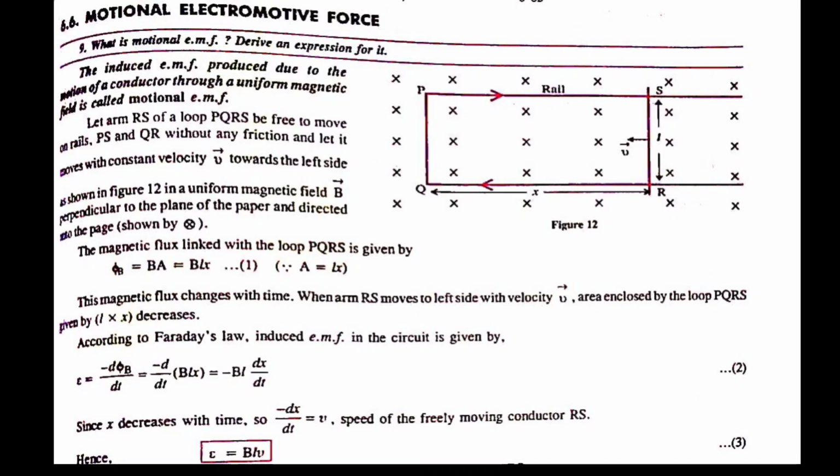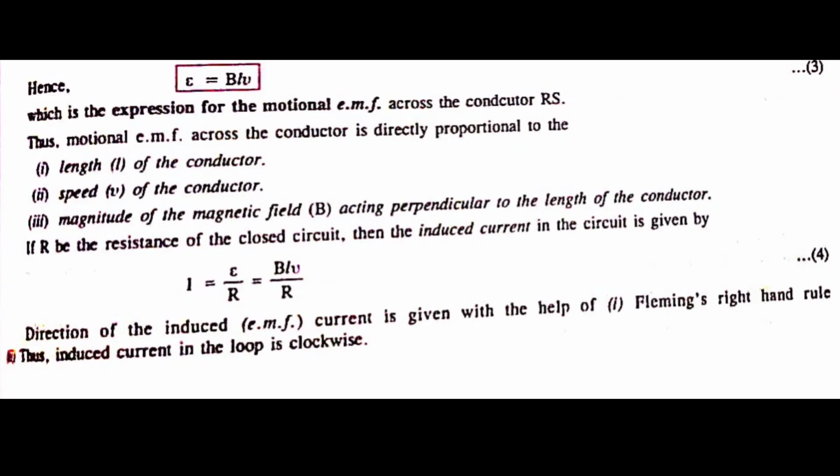So we replace this in equation number 2 with the symbol V, and we have equation number 3, that is, the induced EMF is equal to BLV. From the expression we can see that motional EMF depends upon different factors. It depends upon the length of the conductor, the speed of the conductor, and the magnitude of the magnetic field acting perpendicular to the length of the conductor.